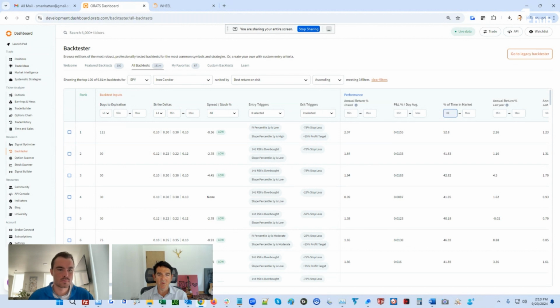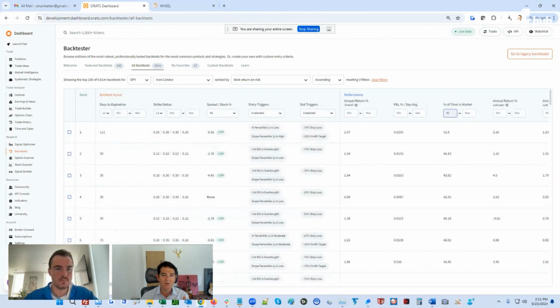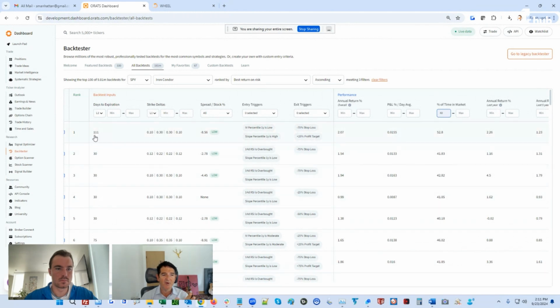And also, one of the cool things about this, and getting used to how strategies perform, is you could see, okay, this is an iron condor. I know that. This one's only in the market 52% of the time. Again, I'm just choosing the highest one here. It's a very long days to expiration, but they get out with a stop loss of 75% or a profit of 25%, and they only want to trade when the IV percentile is low and the slope percentile is high.